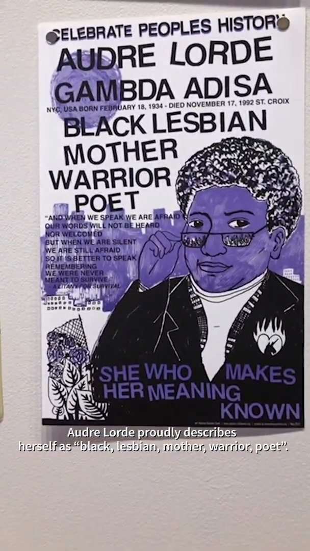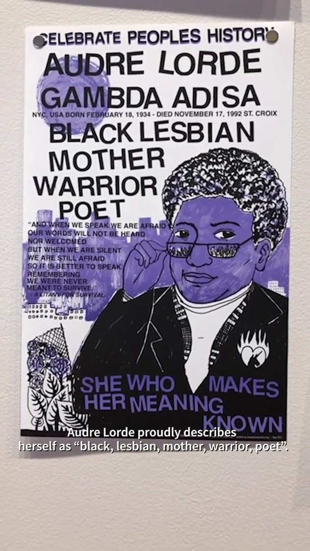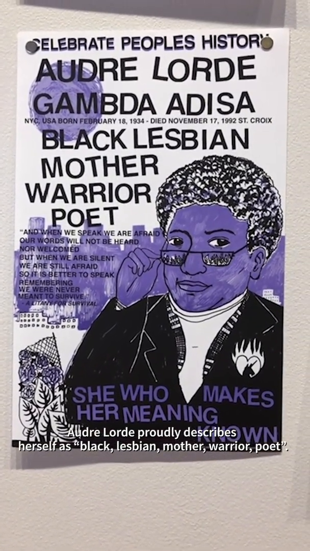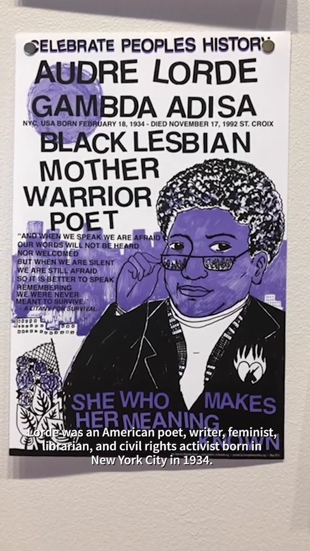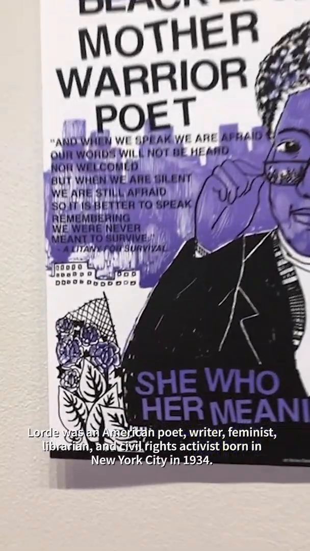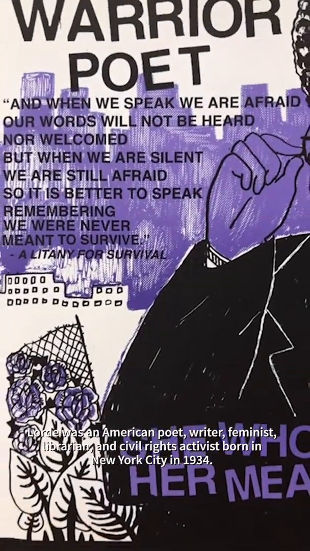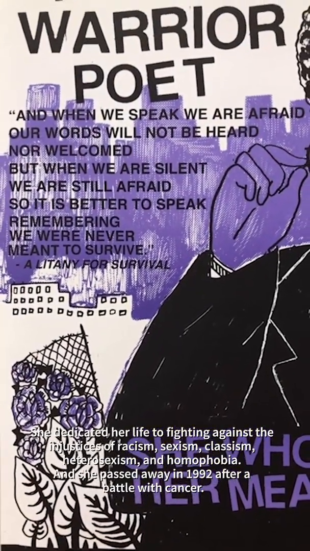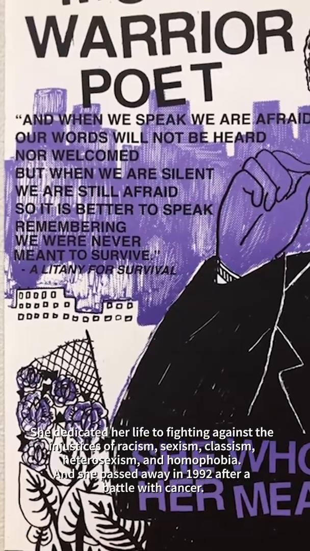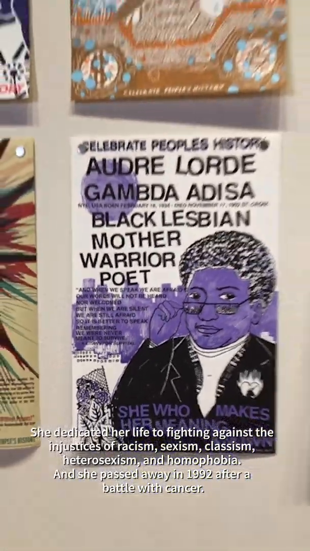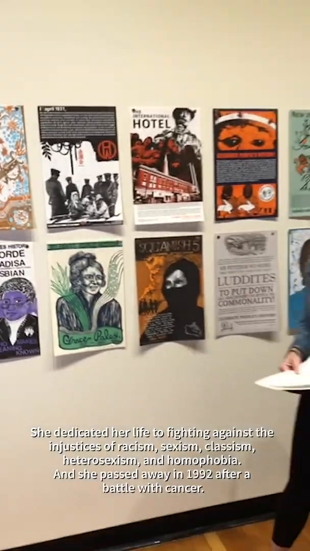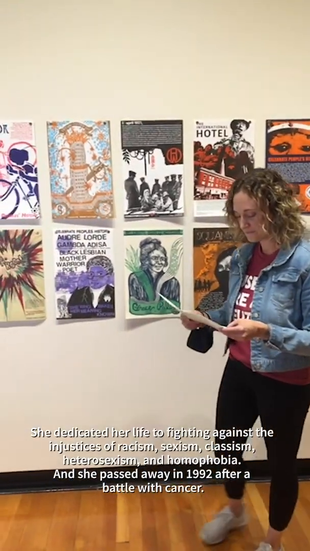Audre Lorde proudly describes herself as Black, lesbian, mother, warrior poet. Lorde is an American poet, writer, feminist, librarian, and civil rights activist who was born in New York City in 1934. She dedicated her life to fighting for the injustices of racism, sexism, classism, heterosexism, and homophobia. And she passed away in 1992 after a battle with cancer.